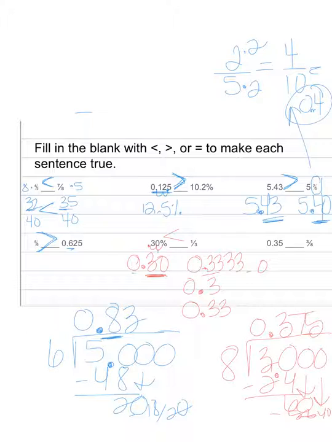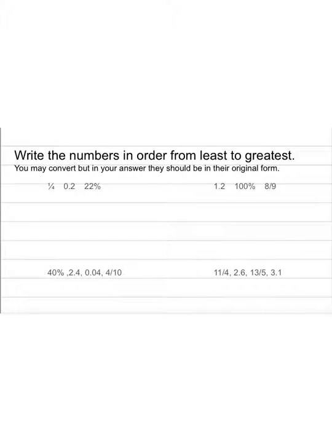0.375. So we have 35/100ths, or 350 thousandths, and then 375 thousandths, which that one is greater. So we know 35/100ths is less than 3/8. Write the numbers in order from least to greatest.